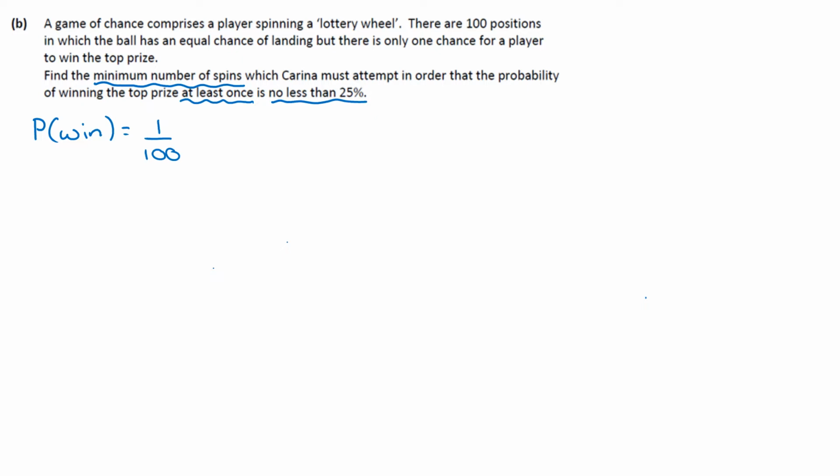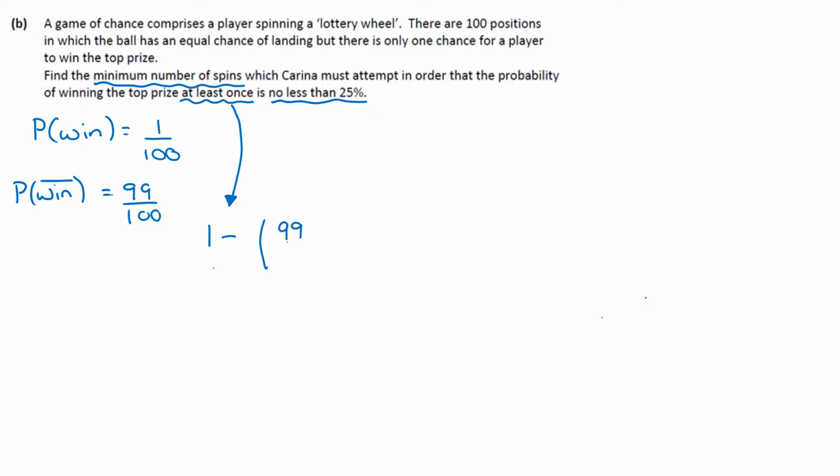When we talk about at least once, the best way to work with this is 1 minus the probability that it has never happened. The probability that it has never happened is the probability of not winning. So we'll do that here, and that is going to be 99 over 100.